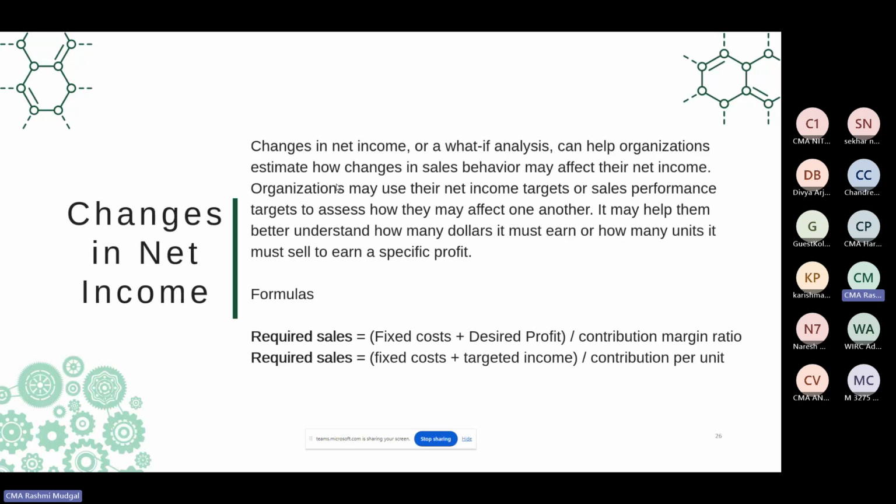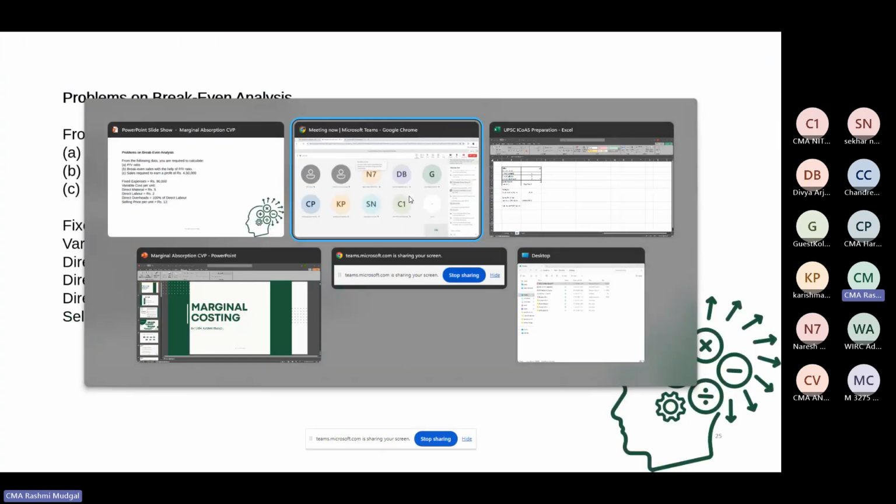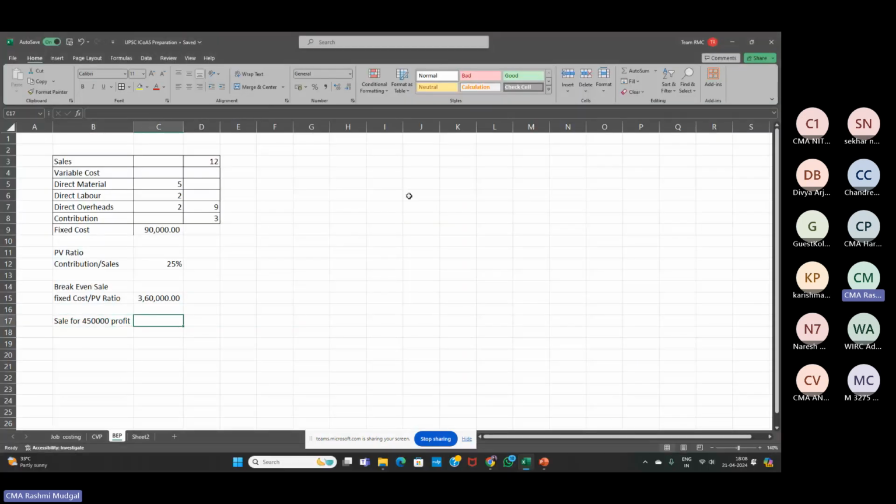So in the last slide, I asked for the sales required to earn a profit of 4,50,000. So in this Excel, if I want to make a profit of 4,50,000, I need to see fixed cost plus desired profit divided by my PV ratio.